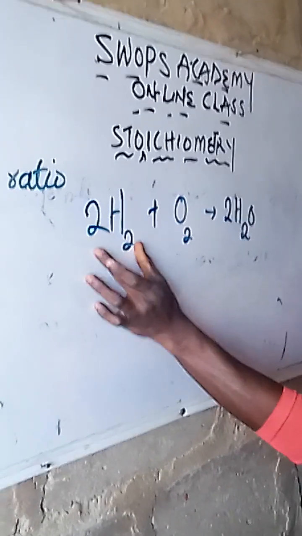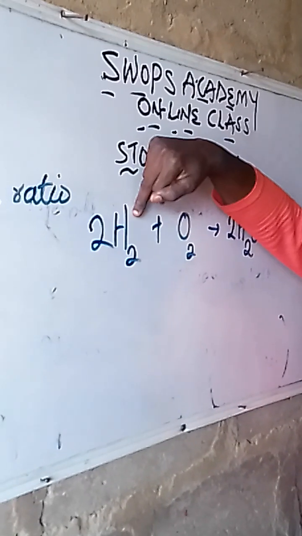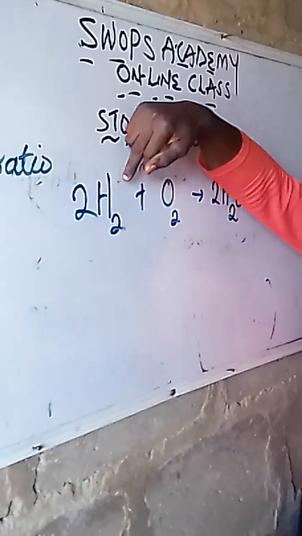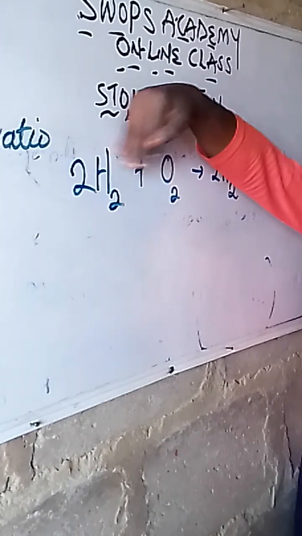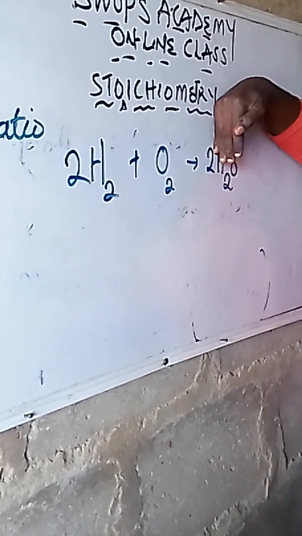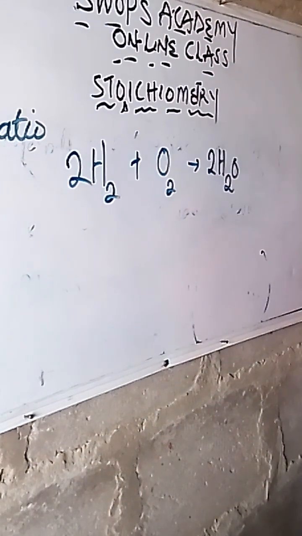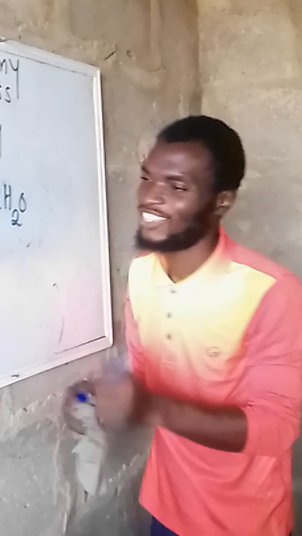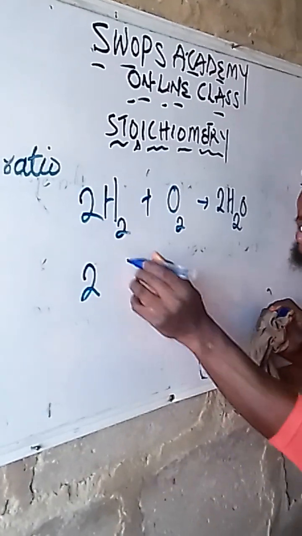Now, let's relate this. We want to know the mole ratio. You check: this is hydrogen gas, isn't it? What is the coefficient at the front of this hydrogen gas? 2. What of this one? In chemistry, that's what we call mole ratio. So we have 2, ratio 1, ratio 2.